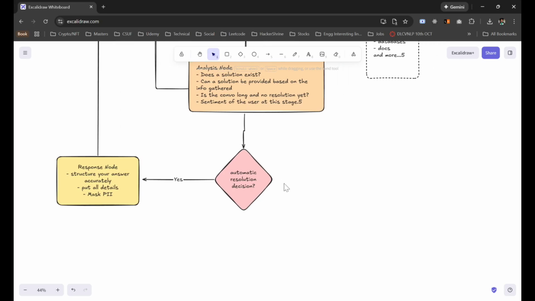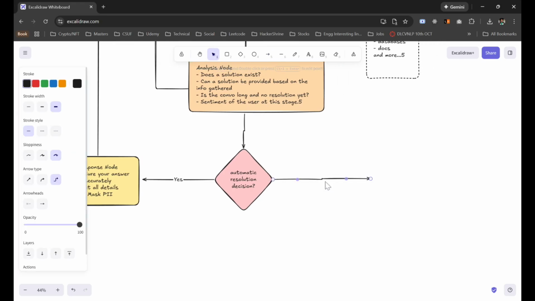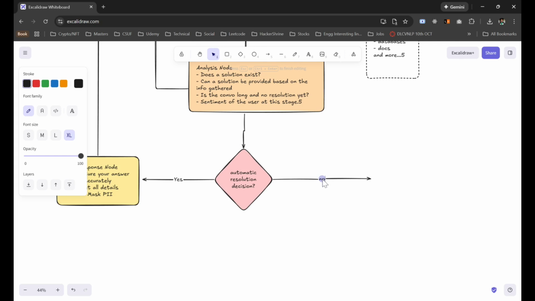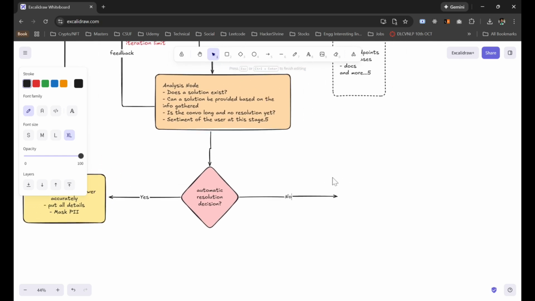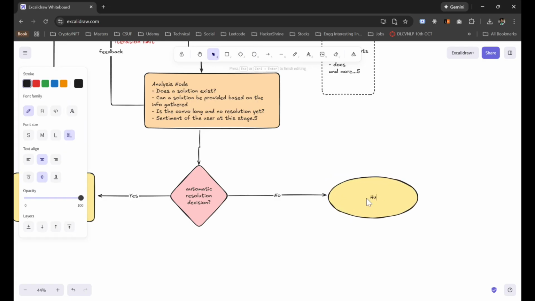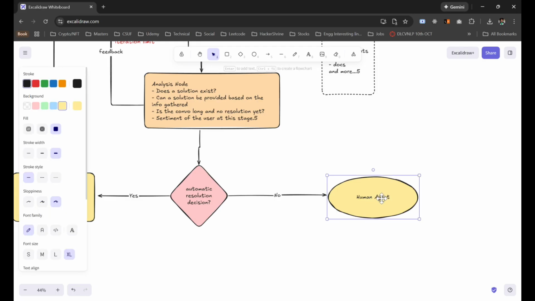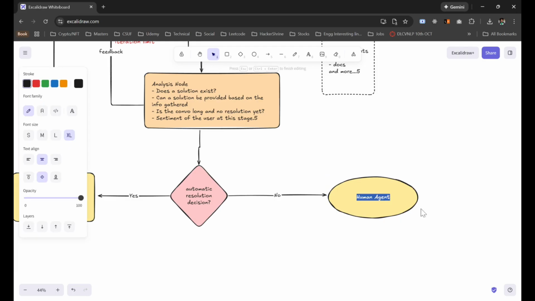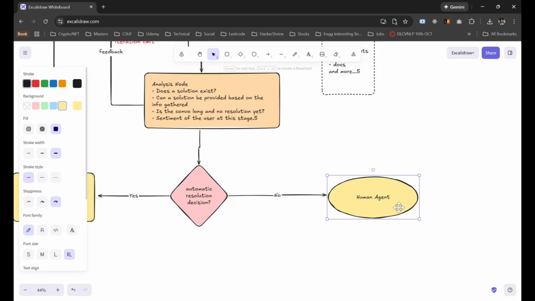But if it is now, hey, I'm still not able to figure it out, we are already in our fourth iteration of our entire system, or the person is already frustrated, right? So what we do is we just redirect everything to a human agent and hope that the human agent can solve the issue. So this would be it.